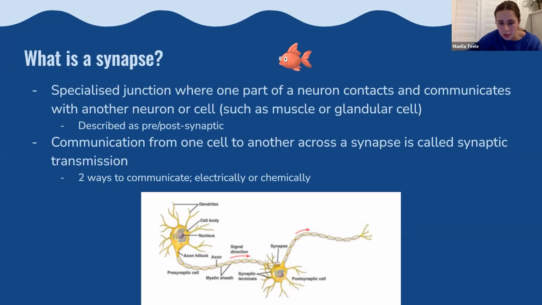If you have a look at this image down there, you can see a synapse. You can see where one neuron, the axon terminals, are synapsing onto the next dendrites. So they're very important for communication from one cell to another. And this communication is called synaptic transmission. Synaptic transmission can either occur electrically or chemically.